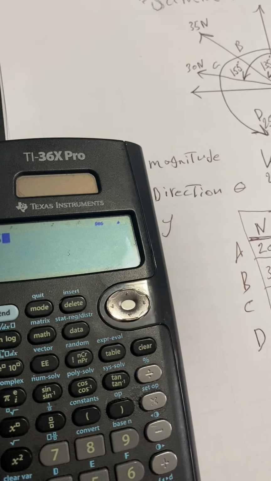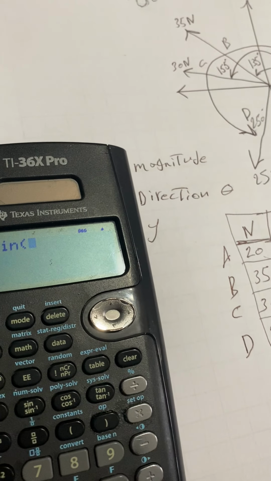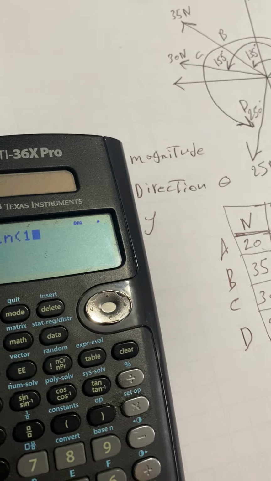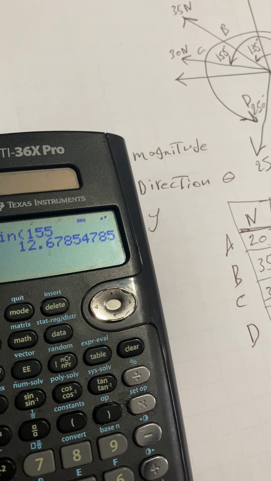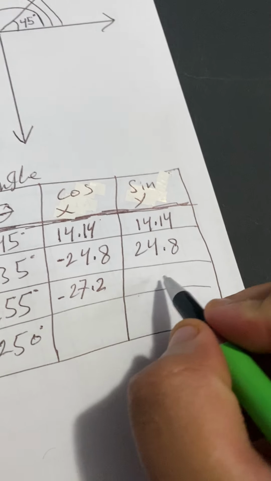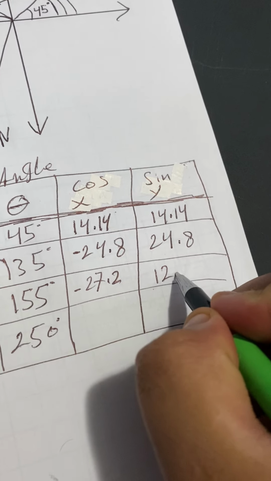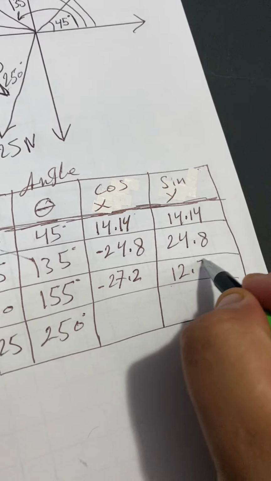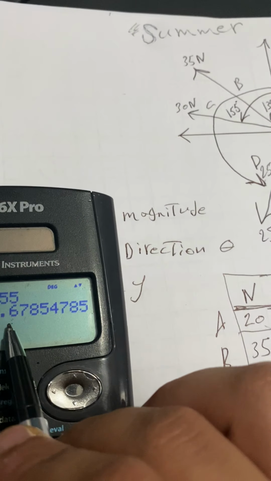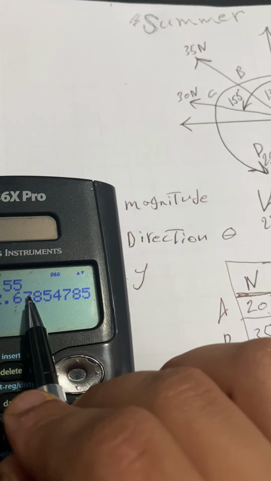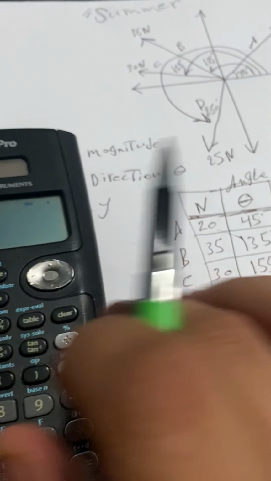And then for the sine, we put 30 sine 155. So it's positive. For the sine is positive, it's gonna be 12.7. The reason I put a 0.7, remember you have to round the third digit. So 7 more than 5, so I have to make this 7. Alright, so we have the last one, number D.